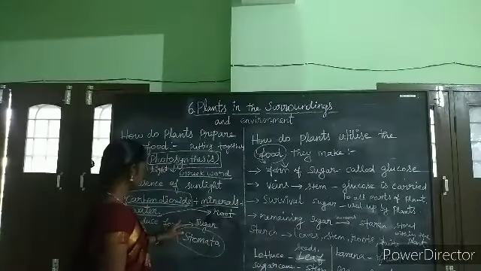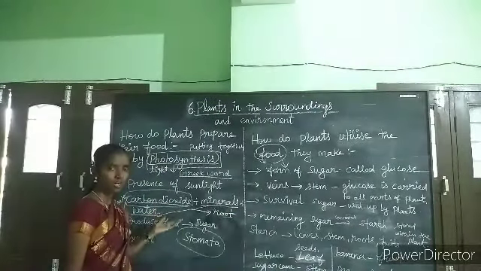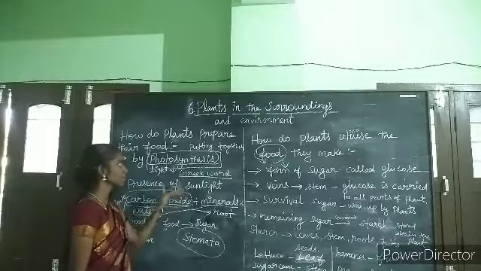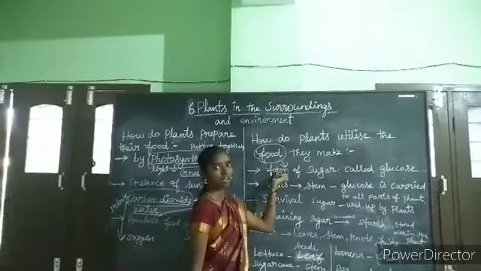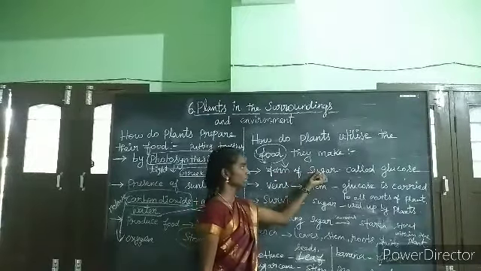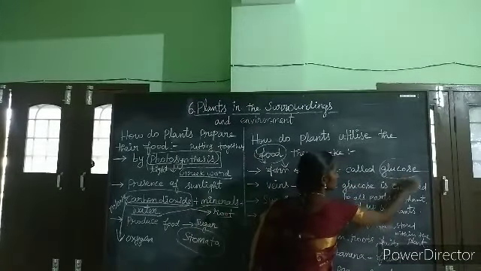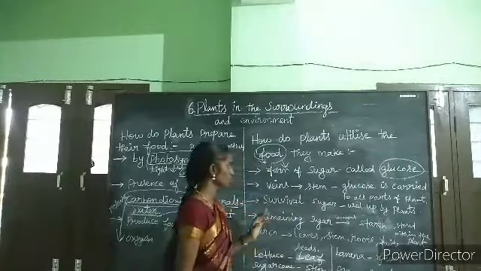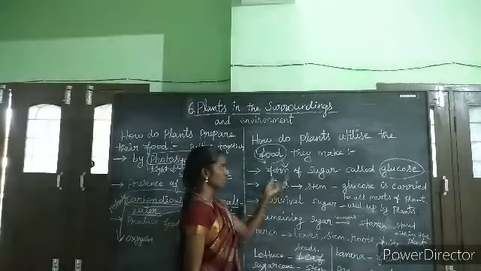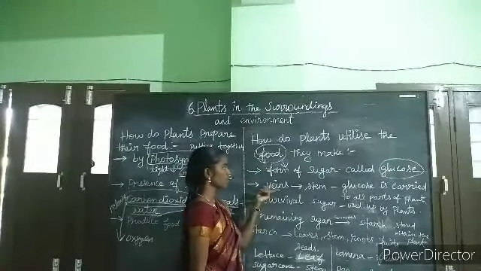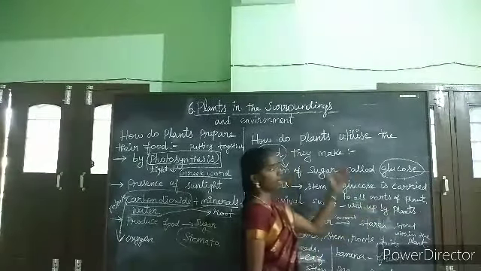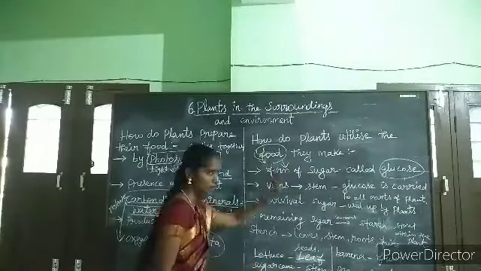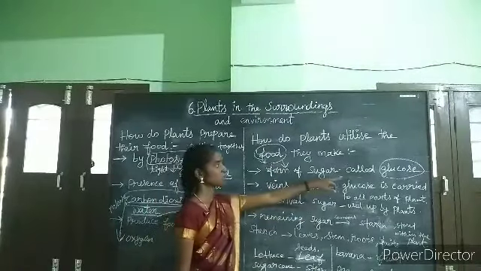They prepare the food from minerals, water, and carbon dioxide. That food is stored in the form of sugar, which is called glucose. Okay. So where will the food be? In the veins and stem. The glucose is carried to all parts of the plants, so in all parts of the plants the glucose will be there.